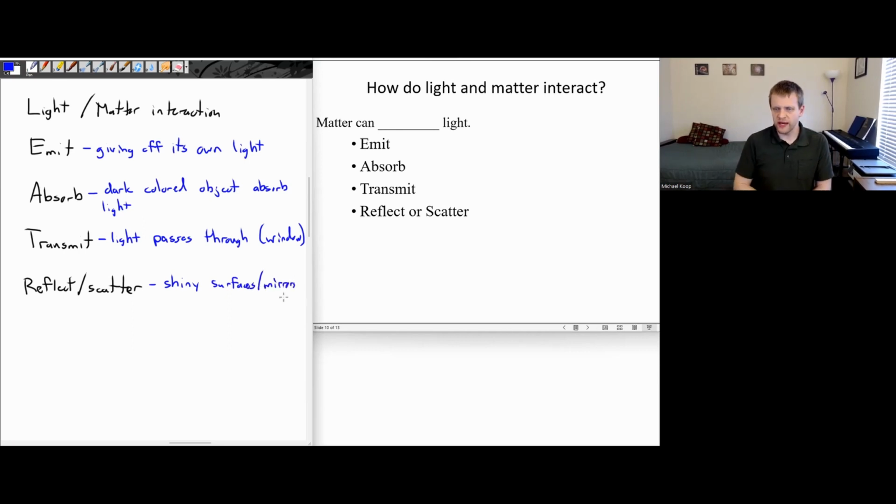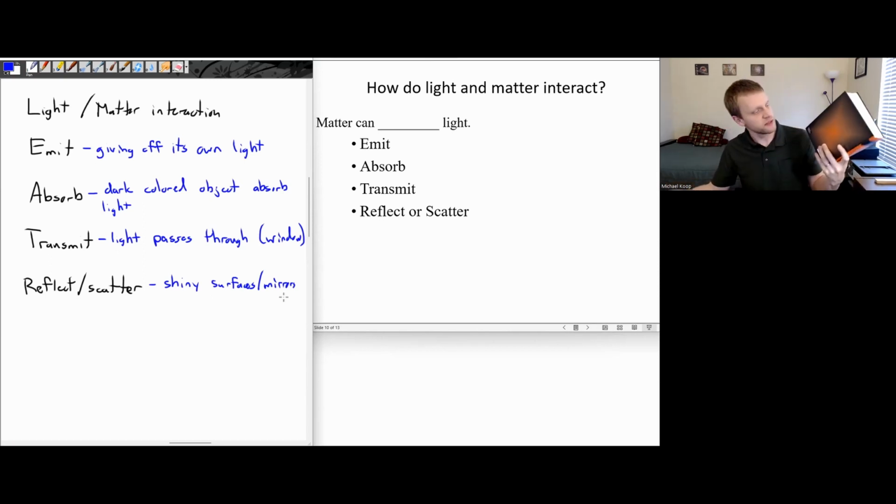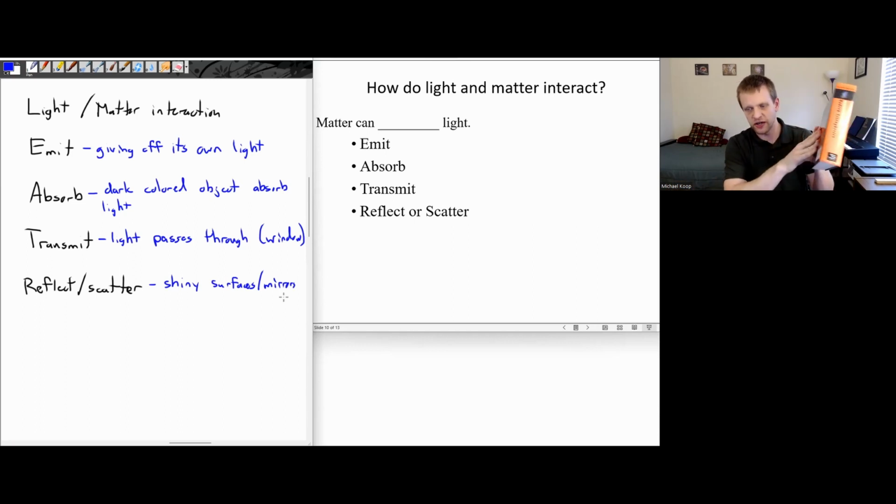But there's one that I want to emphasize a little bit more. When you look at pretty much anything, let's say I'm looking at this book, the cover of this book. It's got an orange spine to it. White light is coming in and hitting this thing, and it's the orange light that is being reflected off of this object. It's being scattered off of this object.